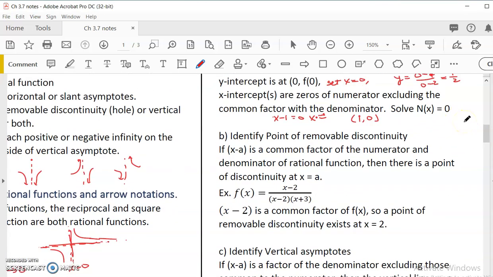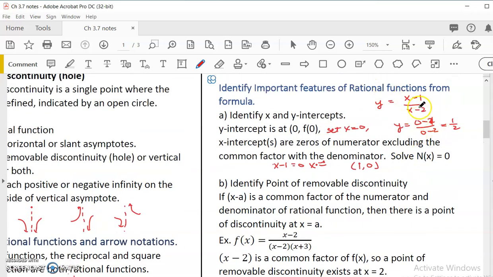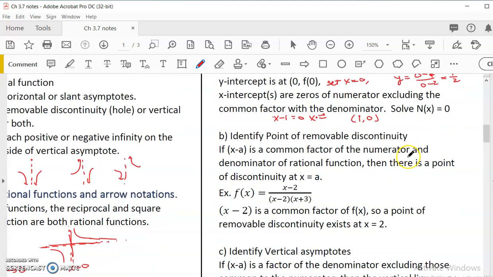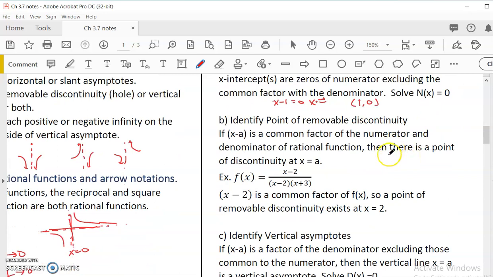Now, if it is a rational function, there could be a point of removable discontinuity. We commonly call it a hole. There could be multiple, but where can we find it in a formula? It is the common factor of the numerator and denominator. A lot of time there is none, like the one that we just worked on. x minus 1, x minus 2, we have two different linear factors. They're not the same, so there will be no removable discontinuity.